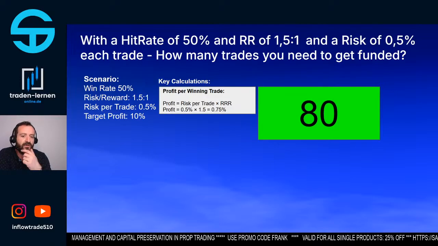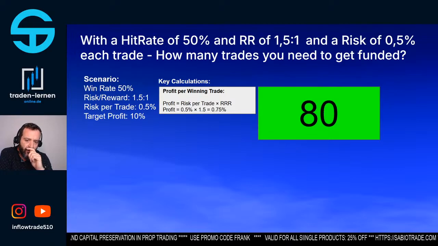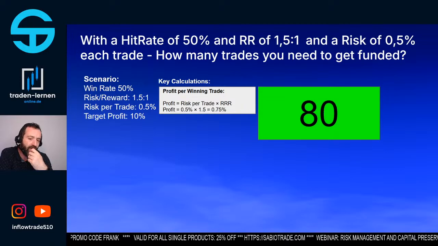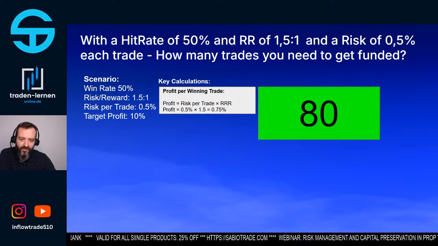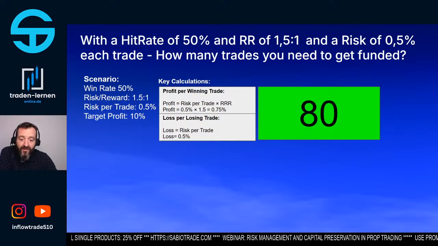So what are the key calculations? You need to first of all calculate the risk per trade times the risk reward. You have a 0.5% risk and you are getting 1.5% rewarded. And this is a profit of 0.75% if you are in a winning trade. The same you do for a losing trade. This is the 0.5% risk.